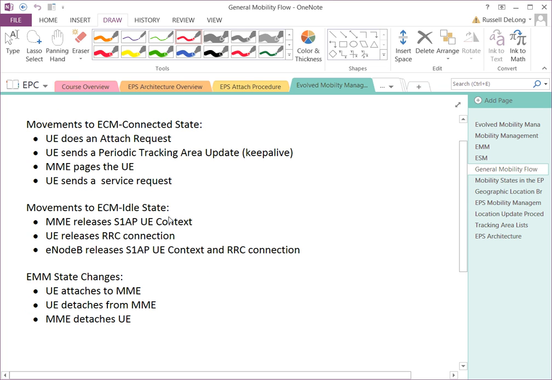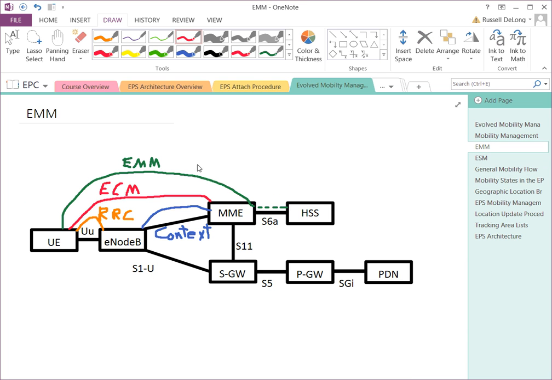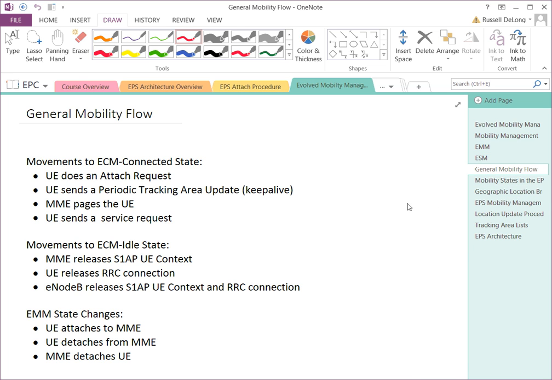Moving towards ECM idle. So the MME releases the S1AP UE context ID. That alone would trigger, actually here. So in signaling, when the MME releases this context, this blue connection, that will trigger the MME to release this orange connection, which logically would transition this red ECM connection into an idle state, so removing this stateful connection. EMM registration would still exist, but when he goes into an idle state, all three of these would be torn down. And I guess the question would be why?